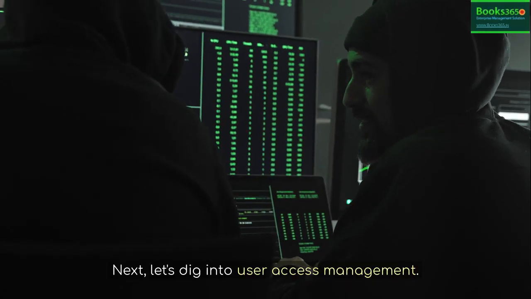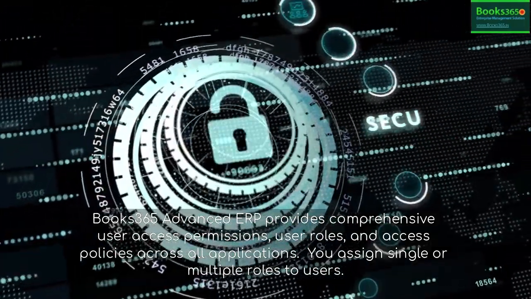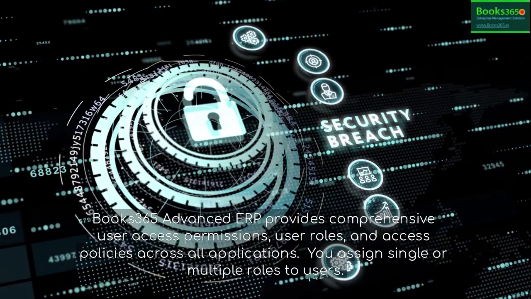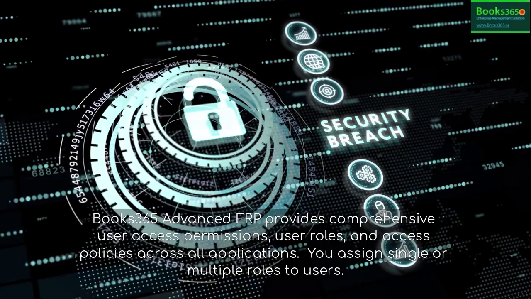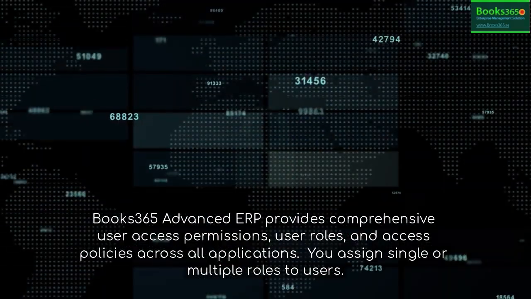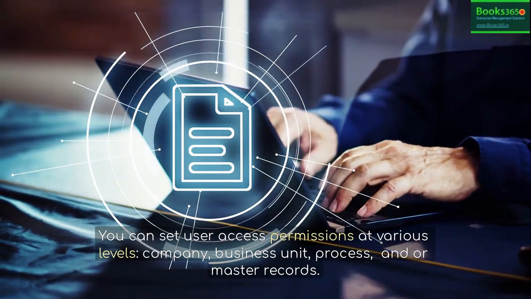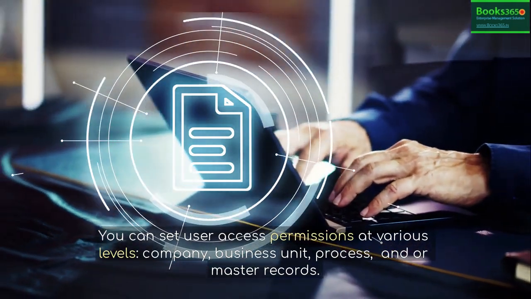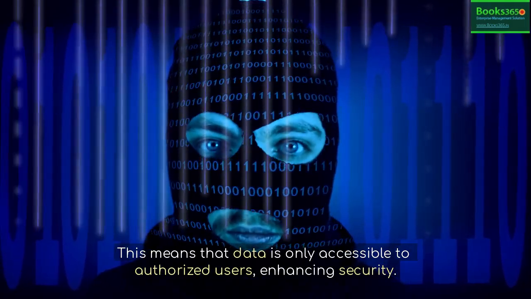Next, let's dig into user access management. Books365 Advanced ERP provides comprehensive user access permissions, user roles, and access policies across all applications. You assign single or multiple roles to users. You can set user access permissions at various levels: company, business unit, process, and/or master records. This means that data is only accessible to authorized users, enhancing security.